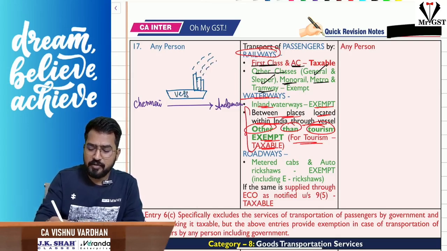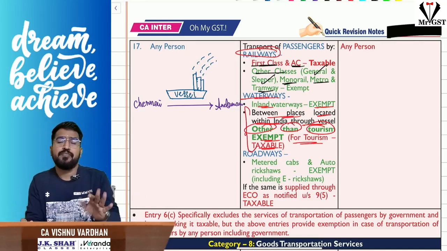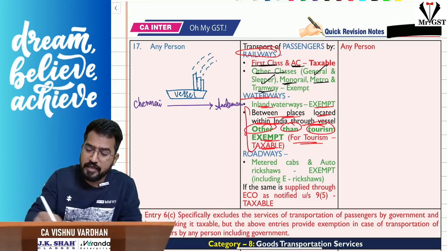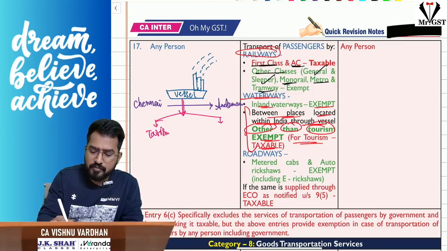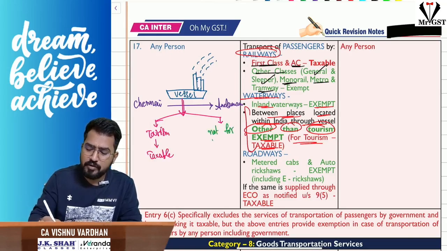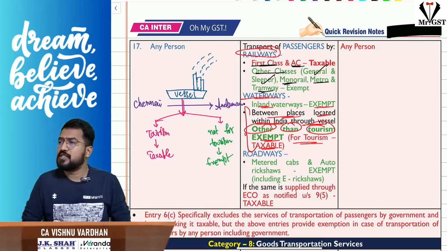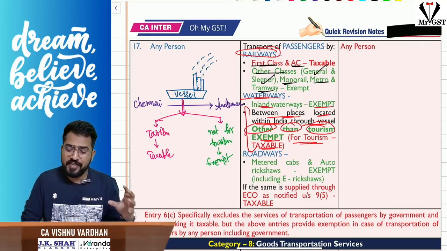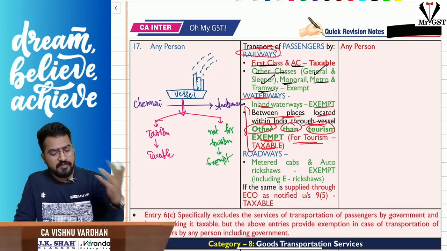So for your clarity, I will write down vessel like that. Chennai to Andaman. Now, please understand, why you are traveling doesn't matter. Why that vessel is being operated, that matters. If that vessel is being operated for tourism purpose, then it is taxable. If not for tourism, then it is exempt. I repeat, why you are traveling is irrelevant; why the vessel is being operated matters. Are you understanding the point? Please ignore my handwriting because I want to finish the video in less time, so I am not focusing on writing all that stuff. So it is exempt if it is not for tourism purpose, and if it is for tourism purpose, then it is taxable.